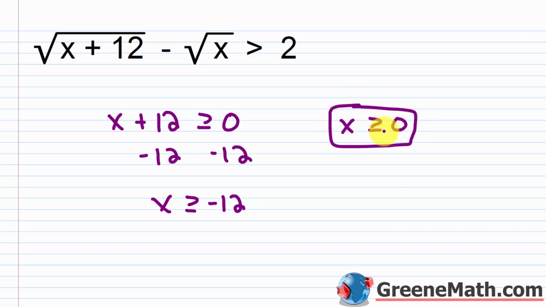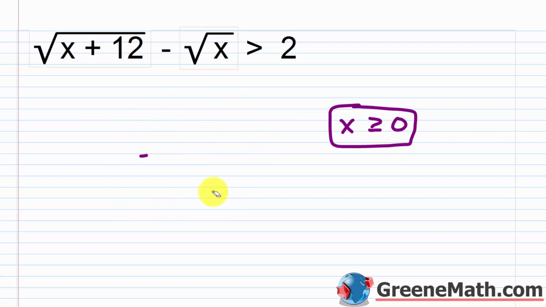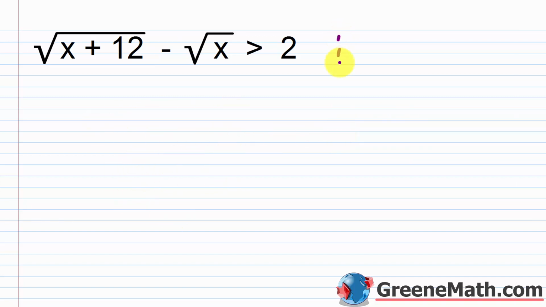Okay, so I'm going to go with this one as my domain, because if I got a value between -12 and 0, it wouldn't work, right? It might work in this one, but it's not going to work in that one. So you've got to go with the stricter one. So what we're going to say is that x has to be greater than or equal to 0. Let's just write that over here: x has to be greater than or equal to 0.